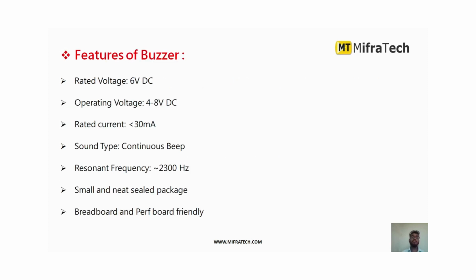So what are the different features of this piezo buzzer? It has a rated voltage of 6 V DC, though we generally provide 5 V DC. It has an operating voltage of 4 to 8 volts and a current of less than 30 milliamps. As for the sound type, we get a continuous beep sound from this piezo buzzer. It has a resonant frequency of 2300 hertz.